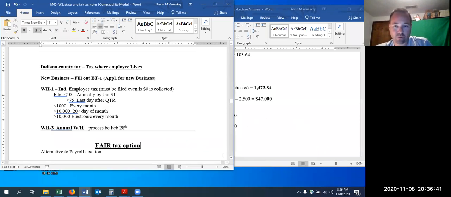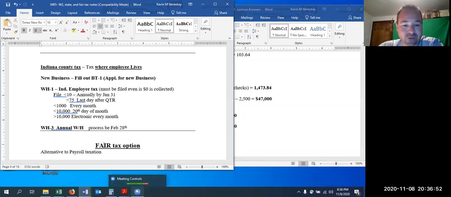All right, with that, we are going to close off this portion, and I'm going to have one more abbreviated one. This one won't take too much time, but we're going to go through the FairTax. So with that, I am going to close this out, and I'll see you in just a little bit for part 2.